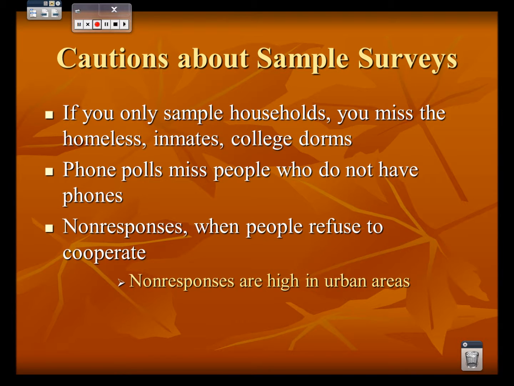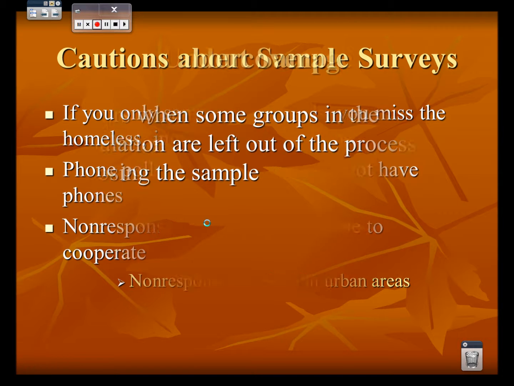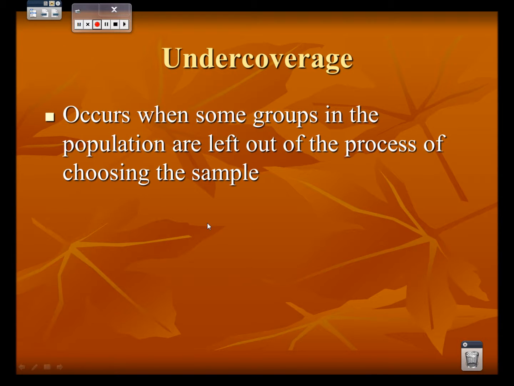Non-response is when people refuse to cooperate. For instance, if someone calls you on your phone, asks you if you want to take part in a sample, you say, no thanks, I don't want to do that, you hang up. These tend to be high in urban areas. Another non-response, you walk up to a person in the cafeteria, say, hey, I'm doing a survey, they just walk away from you. Undercoverage. If you're leaving people out of your sample, whether it be intentional or unintentional, your undercoverage will be high.